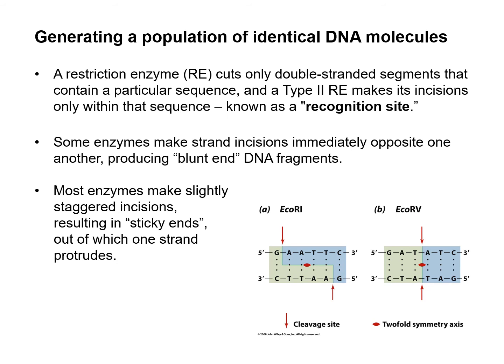Some enzymes make the strand incisions immediately right here, opposite one another, producing blunt ends of the DNA fragments, as opposed to many other enzymes that make slightly staggered incisions, resulting in sticky ends, which basically have one strand with some protrusion of hanging single-stranded nucleotides. These can be hybridized to the other complementary sequence. That's why it's called a sticky end.